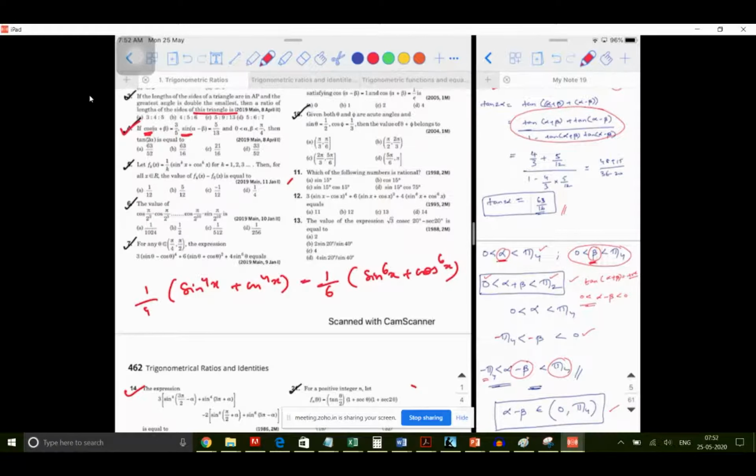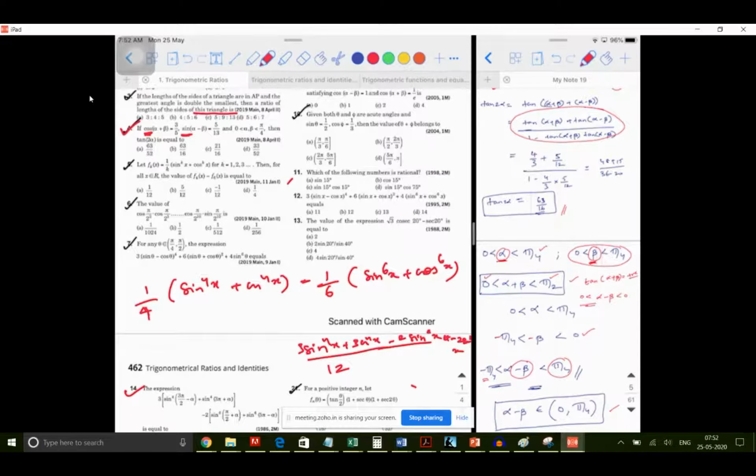Then take LCM of 12. Okay, LCM I've taken as 12. Then you can group the sine terms. Then this will become, if I'm not wrong, 3 sine power 4x plus 3 cos power 4x minus 2 sine power 6x minus 2 cos power 6x. Am I right? Is this what you got?